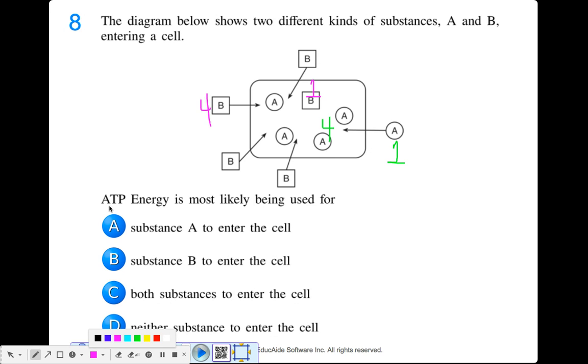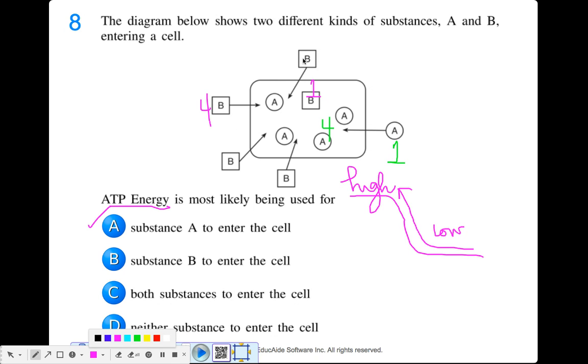Okay, so ATP energy, that's being used, that's active transport. So if you picture the little guy going up the hill, active transport requires energy, so to pedal up that hill, they're going from low to high. Right? So which one of these is going from low concentration to high concentration? Let's see. Substance A entering the cell. It's going from a low concentration of 1 to 4, so that could be it, right?